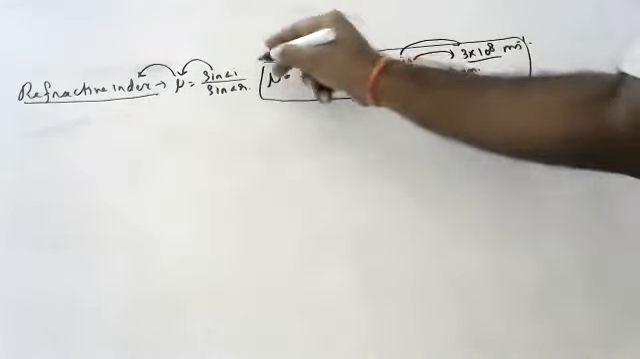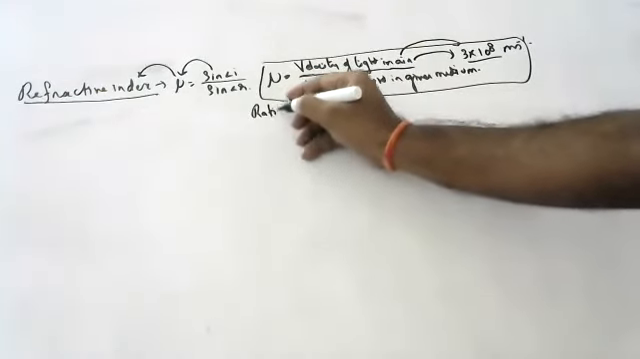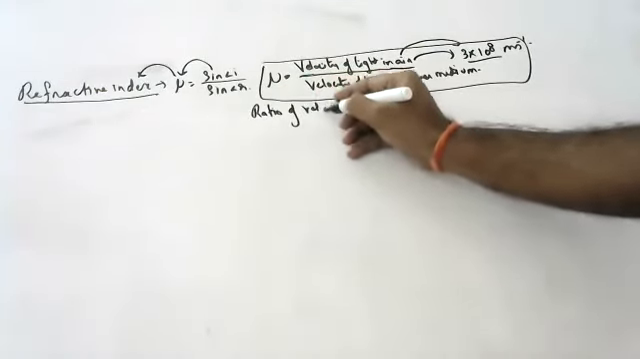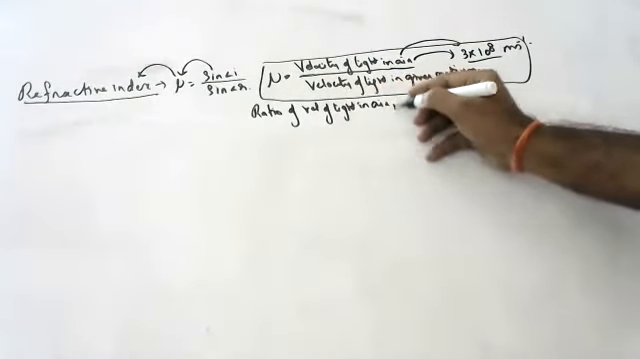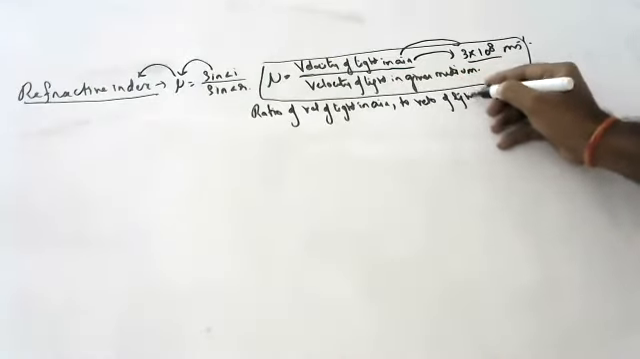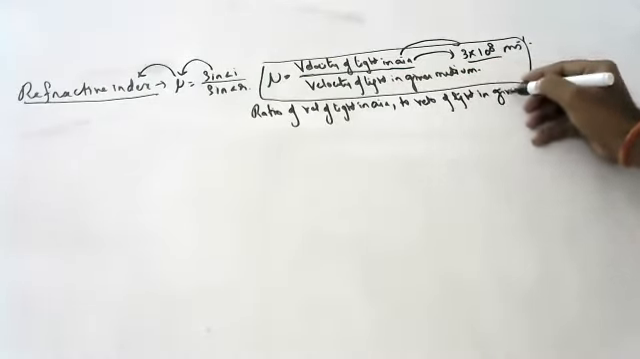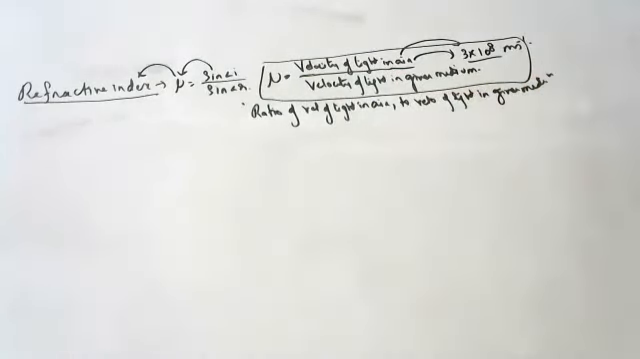What is the definition of refractive index, children? This is a ratio. Ratio of velocity of light in air to velocity of light in the given medium. The given medium can be any medium, children.